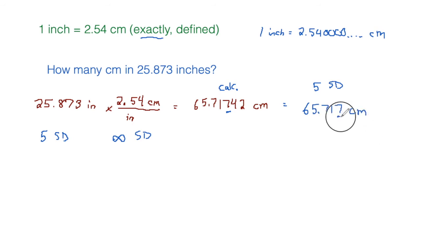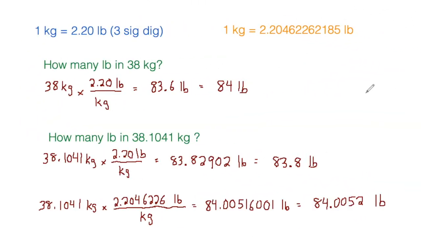So we can report this as 65.717 centimeters. Not every relationship is exact. The relationship between kilograms and pounds is a lot of times abbreviated to something that's manageable, 3 significant digits. So if we are using this as our conversion factor, it has 3 significant digits, not an infinite number of significant digits.